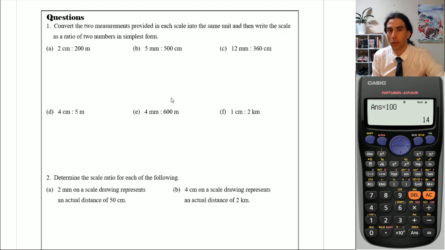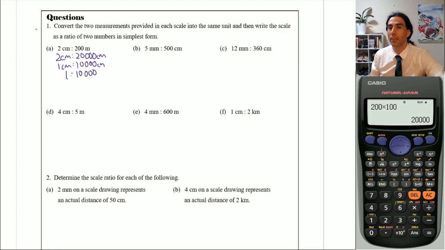Easiest way to do it is to put them both in centimeters. So 2 centimeters, and you'd go 200 times by another 100. It means adding another 2 zeros, 20,000. 2 zeros plus another 2 gives you 4. And now we can divide by 2. 1 centimeter is 10,000 centimeters, and so it's 1 to 10,000.